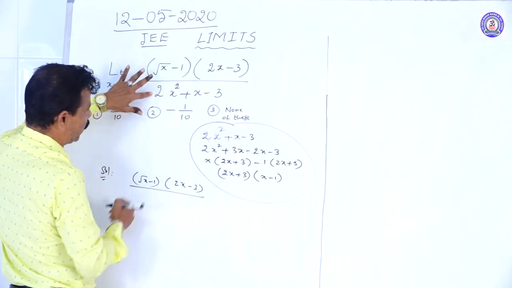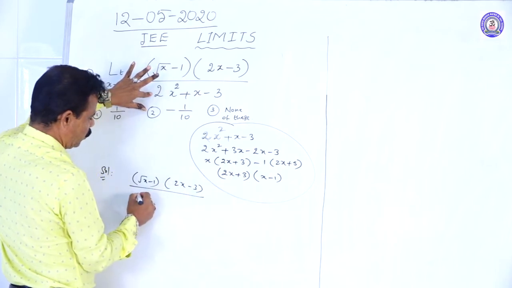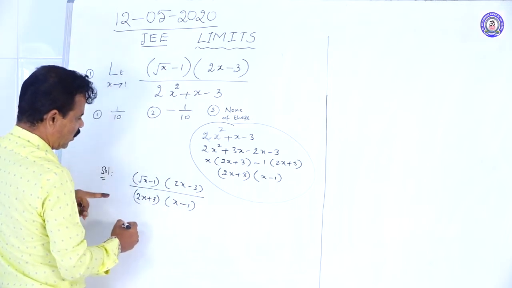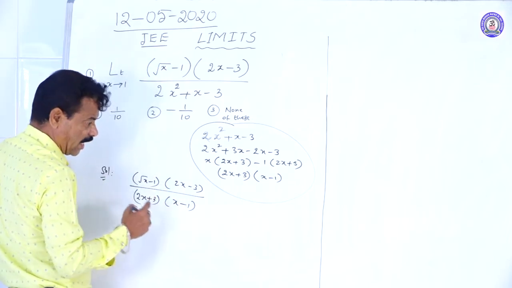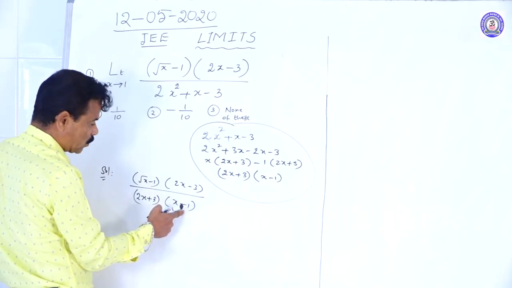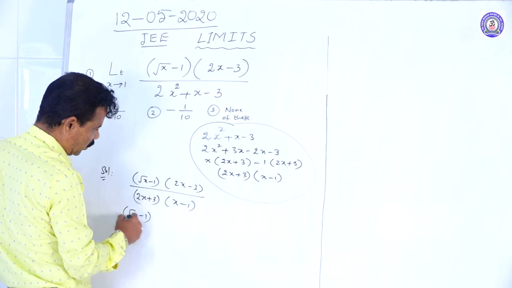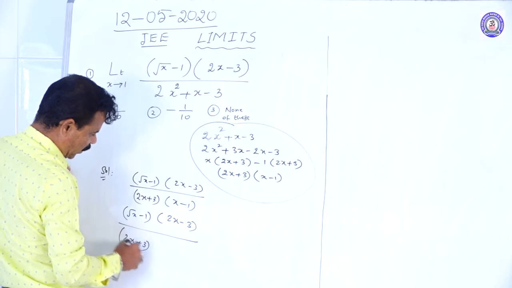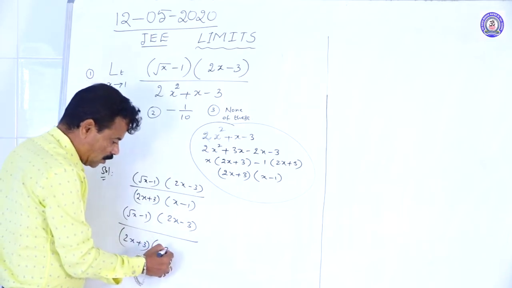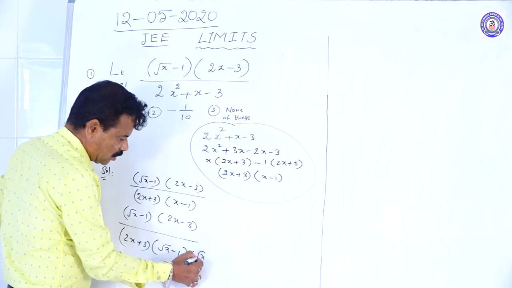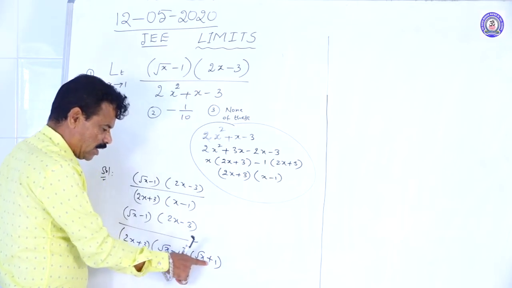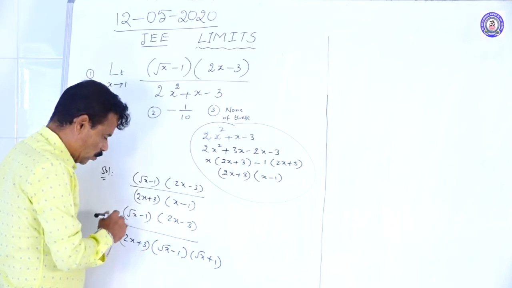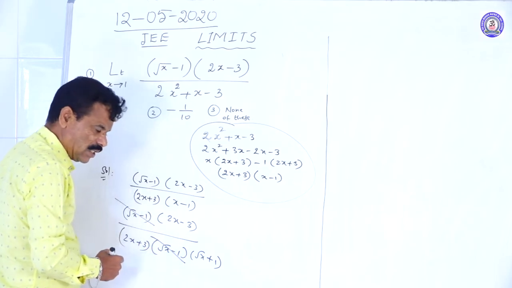From this, the above problem is written as root x minus 1 multiplied by 2x minus 3, divided by the denominator in terms of two factors, 2x plus 3 into x minus 1. After this, x minus 1 is also written as root x minus 1 into root x plus 1. You check, this is a plus b, this is a minus b, a square minus b square, so x minus 1 is coming. So root x minus 1 and root x minus 1 get cancelled.